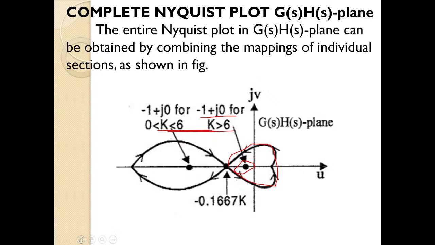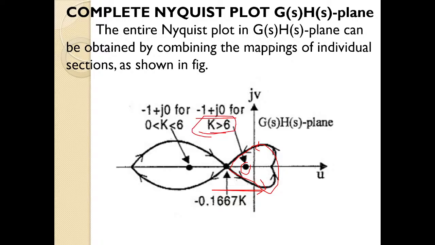So once again I will repeat. When k is less than 6, observe the contour around the minus 1 plus j0 point. It is in clockwise direction, so the system is unstable when k is less than 6. Now if k is greater than 6, the contour around this point is in anti-clockwise direction. Since the contour is anti-clockwise, the system is stable for k greater than 6.